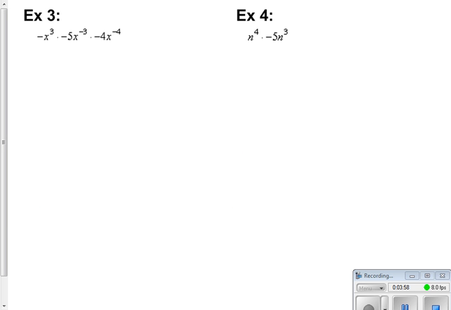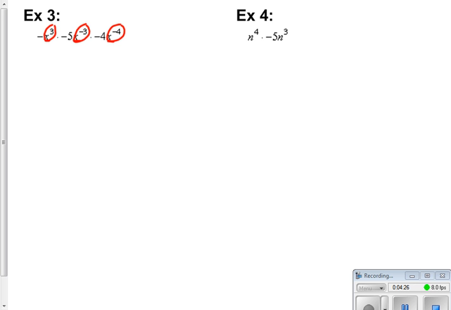Example 3, negative x to the third times negative 5x to the negative third times negative 4x to the negative fourth. Looking at our problem here, you would notice that not everything has the same base. The ones that have the same base are the x's. Those are the exponents that you could add together. So we have x to the third, we have x to the negative third, and x to the negative fourth. Those are our same bases.